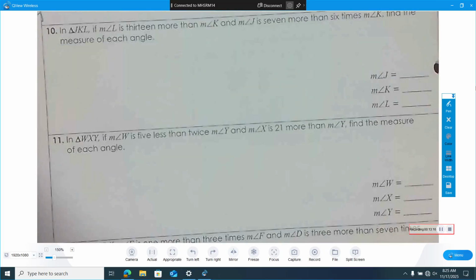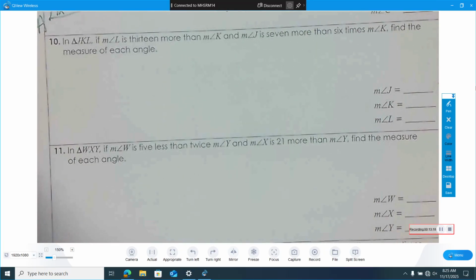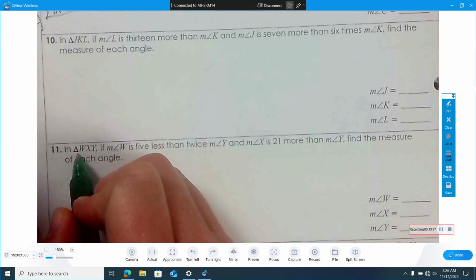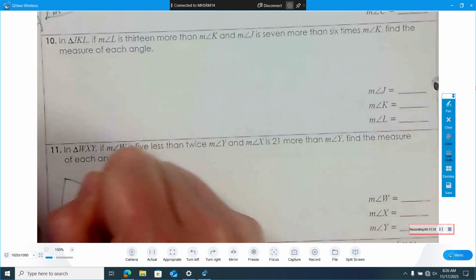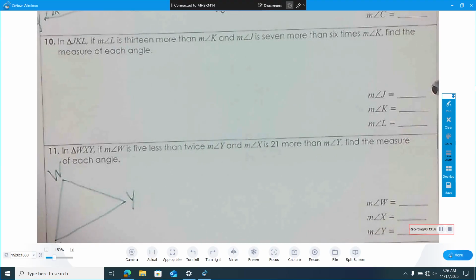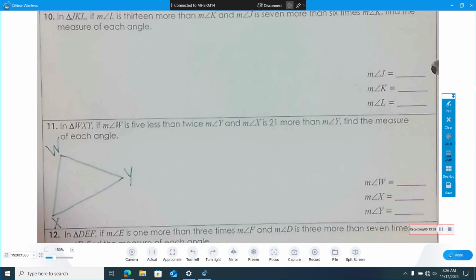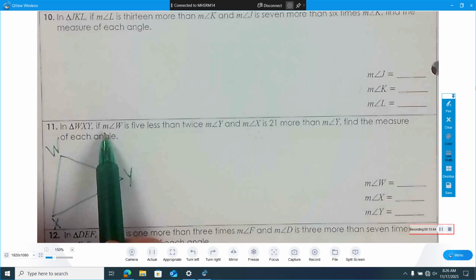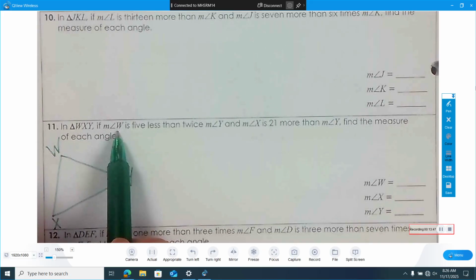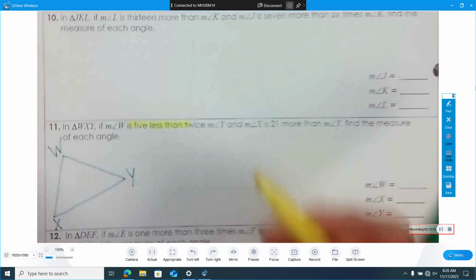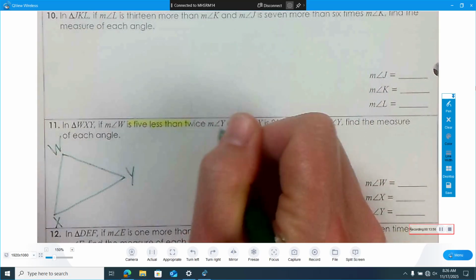All right, let's look at number 11. All right, in triangle WXY, so again, they didn't give me a triangle, so I'm just going to make my own WXY, and it really doesn't matter. You label it and you put things where they go, then it'll all work out. It's kind of magical. It says, if the measure of angle W is 5 less than twice the measure of angle Y.